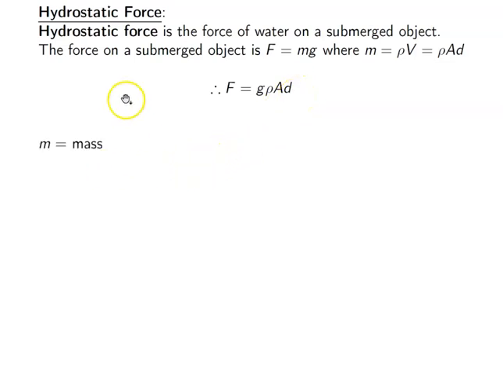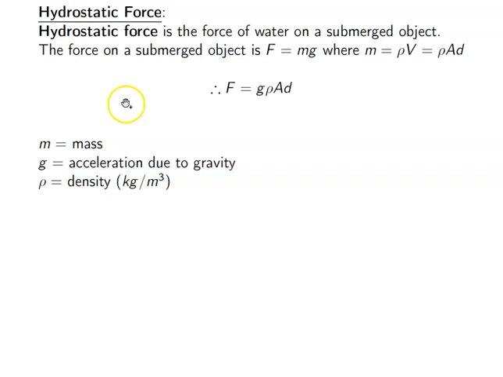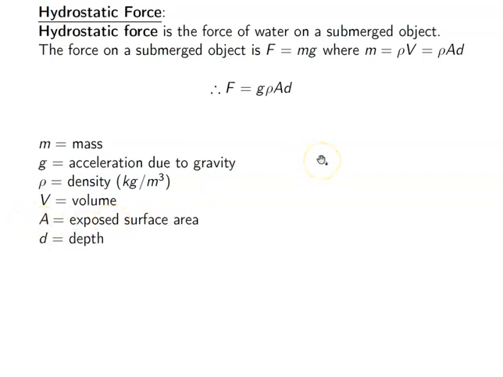Okay, so here m is mass, g is our acceleration due to gravity, rho is density, which is measured in kilograms per meter cubed, V is volume, A is the exposed surface area. So very important that we're talking about the exposed surface area here. And d is the depth of that exposed area.